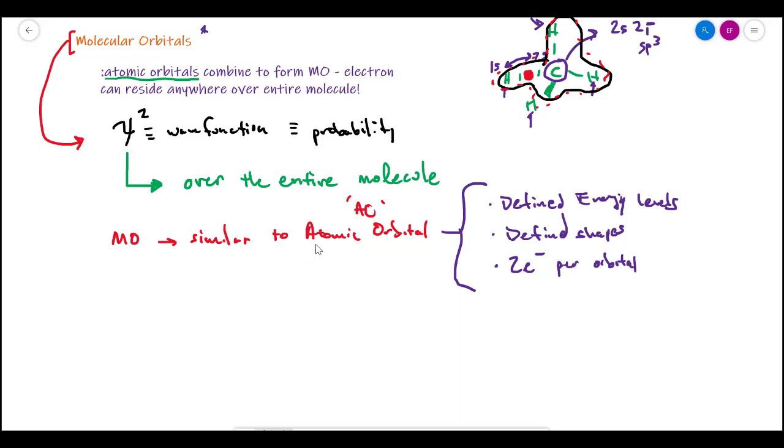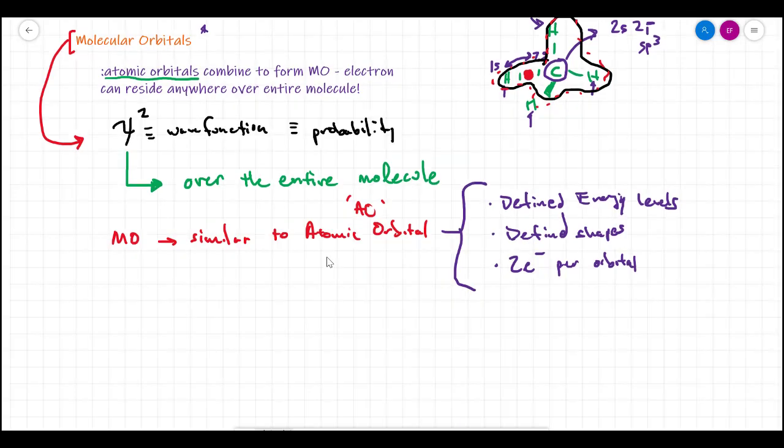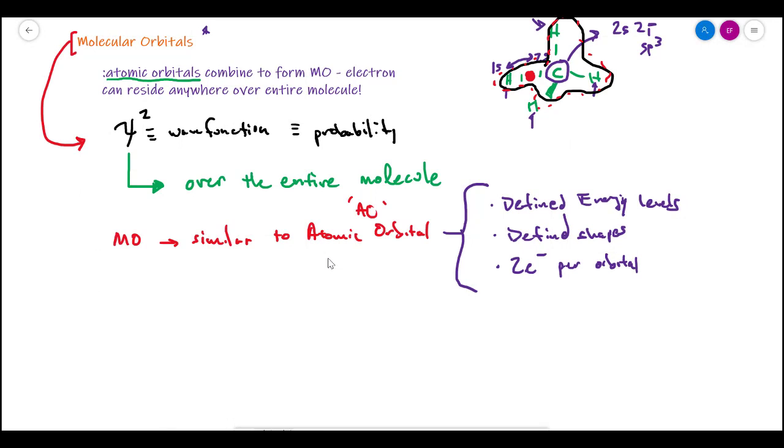Just like atomic orbitals, remember atomic orbitals, we're talking about things like the s orbital or the p orbital or the d orbital on a specific atom. We learned that those had specific energy levels. That was how we filled them up when we made electron configurations using the Aufbau principle, right? We went 1s, 2s, 2p, etc., from low energy to high. They all have defined shapes.